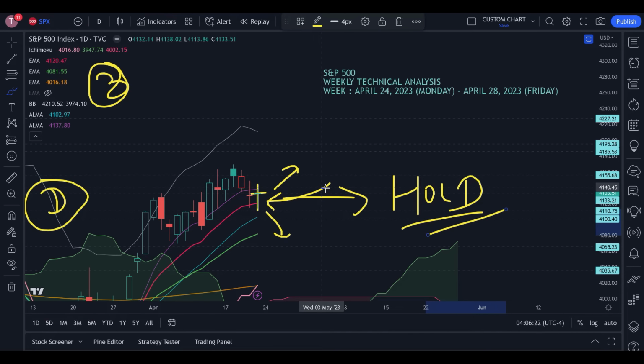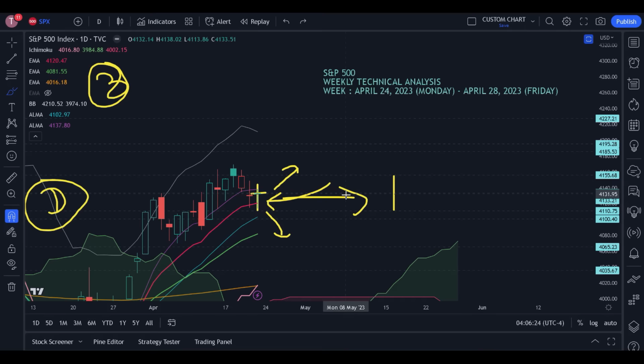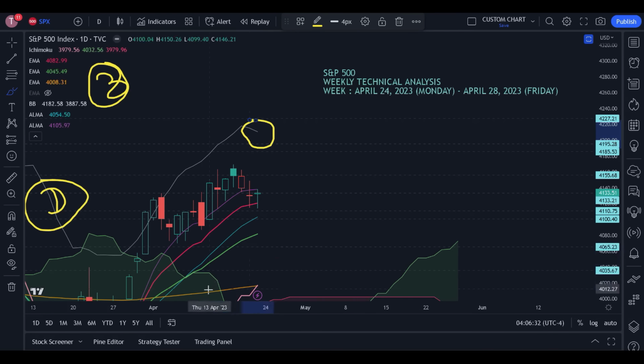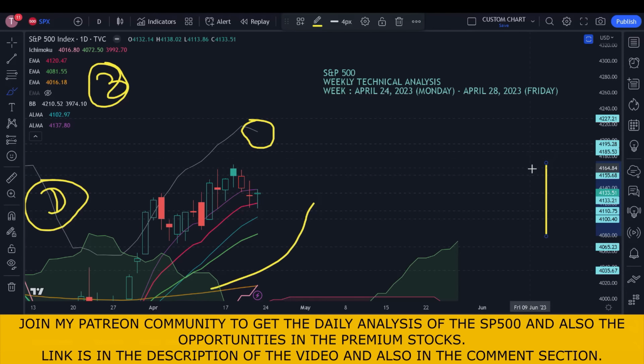Now comes the technical indicators. Let's see what the technical indicators are saying. At first, the Bollinger Bands: this is the upper band of the Bollinger Band, and this is the median of the Bollinger Band. Because the S&P 500 has closed in between the upper band and the median of the Bollinger Band, this means that the S&P 500 is bullish through the Bollinger Bands, right?